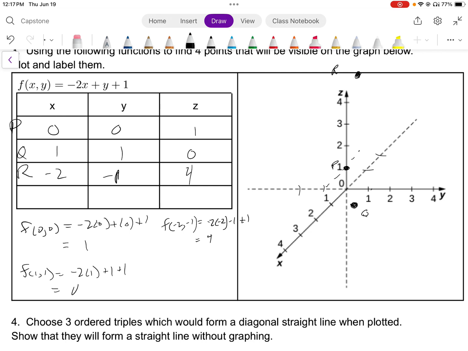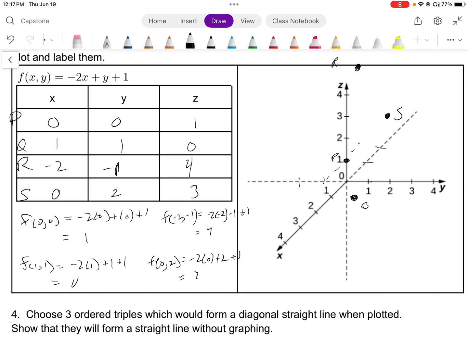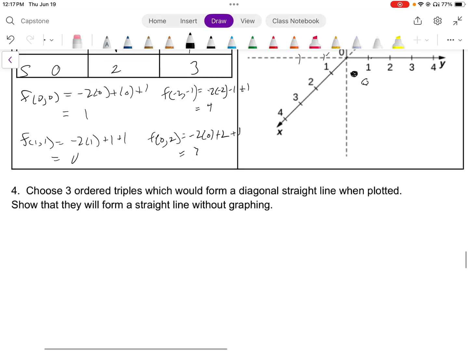Now let's do an easy one to finish. Let's go with f of 0 and 2. F of 0 and 2 equals -2 times 0 minus 2 plus 2 plus 1 equals 3. So 0, 2, and 3. Okay, and we'll call that S. All right, you're going to have something that looks totally different, but hopefully your strategy was the same.